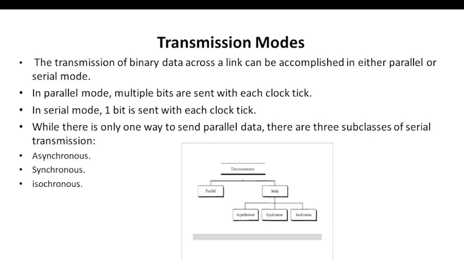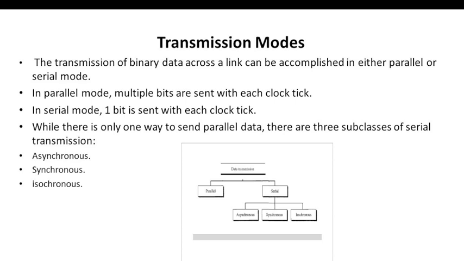The transmission of binary data across a link can be accomplished either in parallel or in serial mode. In parallel mode, multiple bits are sent with each clock tick. In serial mode, one bit is sent with each clock tick. While there is only one way to send parallel data, there are three subclasses of serial transmission: asynchronous, synchronous and isochronous.